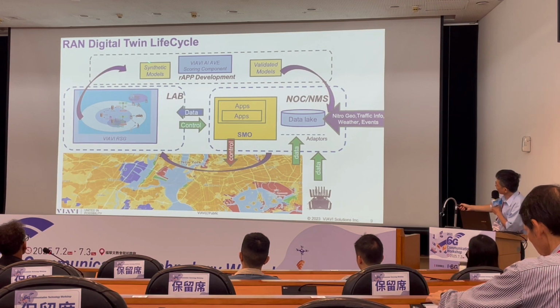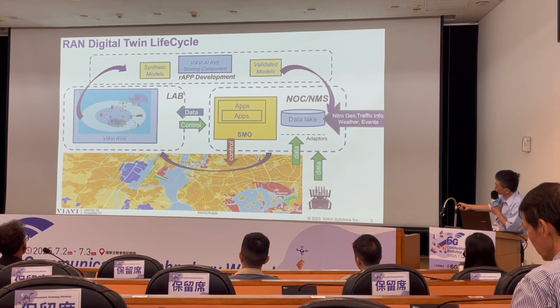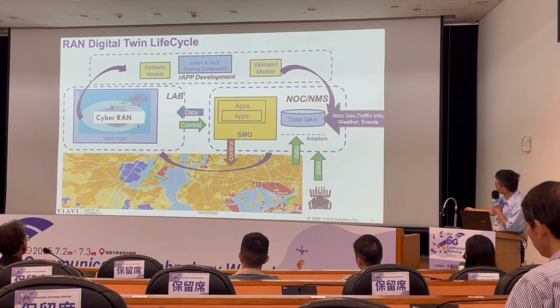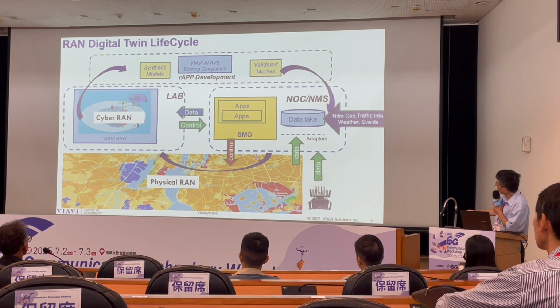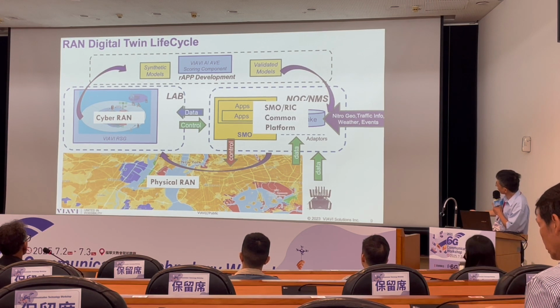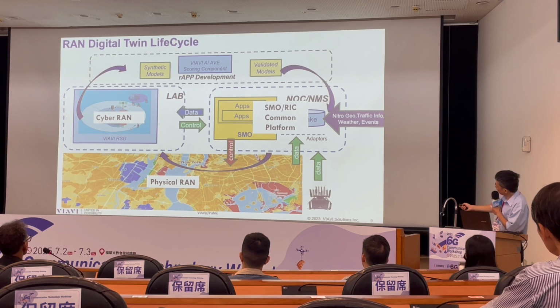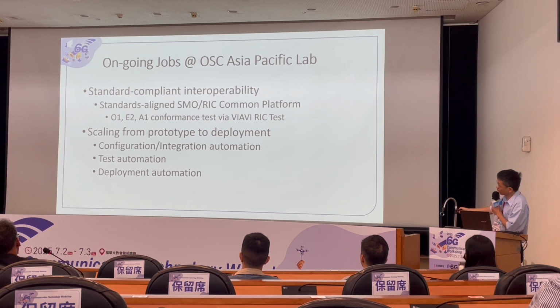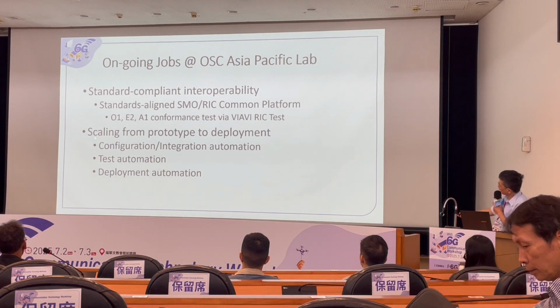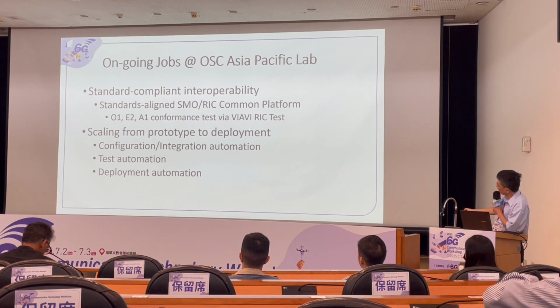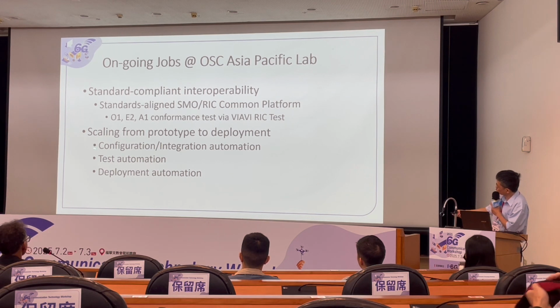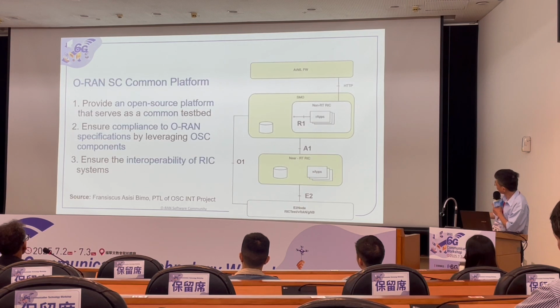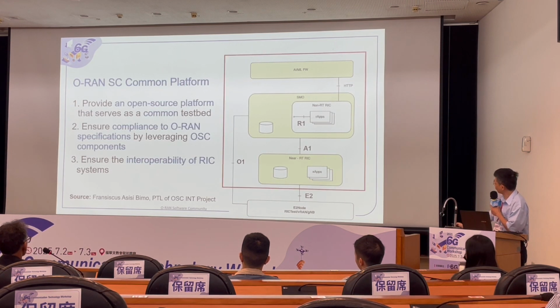This is from BRB. They wanted to have a RAN digital twin several years ago. Now they have cyber RAN, physical RAN, and then they can use SMO, RIC. So we work with BRB, and we try to realize that a common platform is quite important. The ongoing job is we try to do standard-compliant interoperability tests. Then we start scaling from prototype to deployment. So we try to do configuration, integration, automation, test automation, deployment automation. So this is the common platform we are doing.